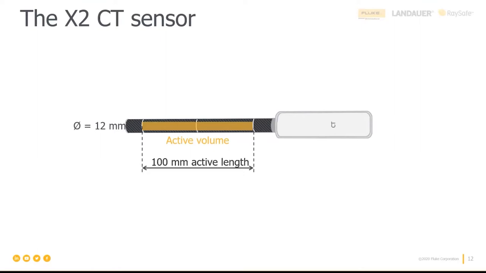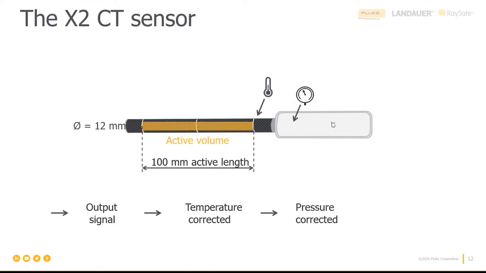Just at the edge of the active volume is a built-in thermometer, and in the electronics part is a sensor for barometric pressure. This gives us a signal that is temperature corrected, and the benefit is that it's corrected for the air temperature inside the ion chamber. Other instruments measure the air temperature in the room, and if we're lucky, that's the same temperature. But if you measure in a cold or a hot phantom, then the temperature in the sensor can be very different from the room. So with the pressure sensor, we also automatically correct for the air pressure.